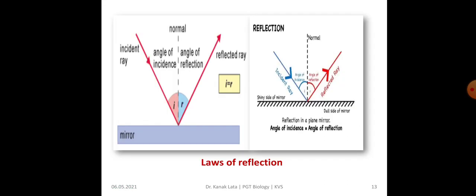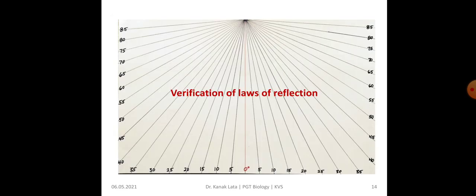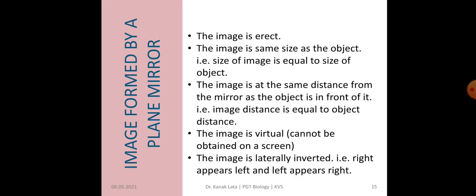This figure depicts the laws of reflection. Here it is about verification of the laws of reflection. You can see here the angle of incidence and angle of reflection will always be the same. So this verifies the laws of reflection.